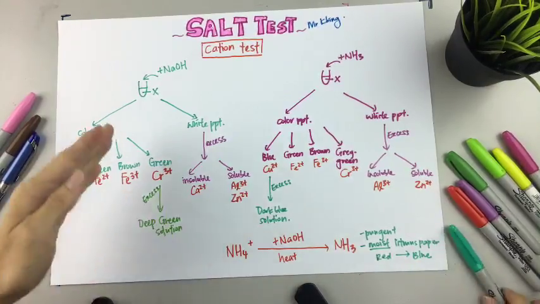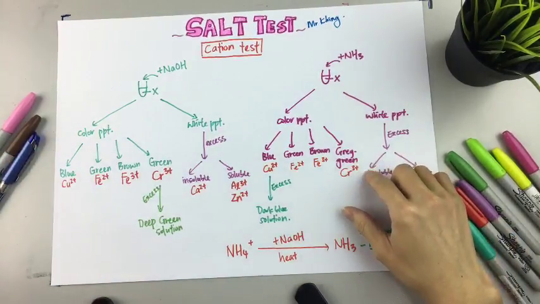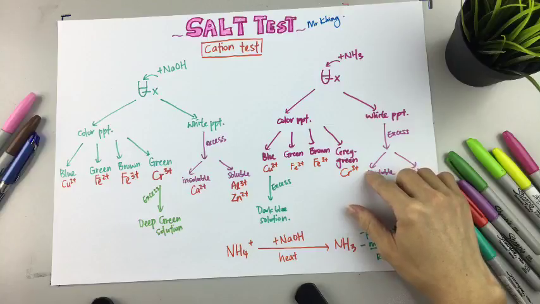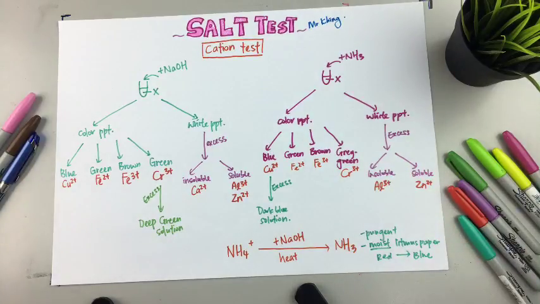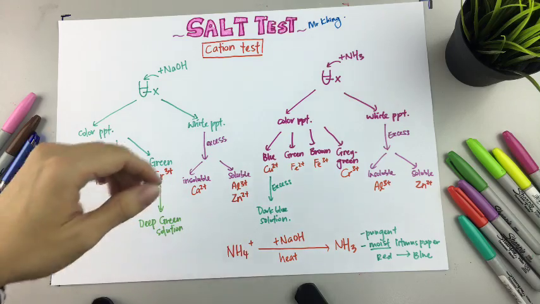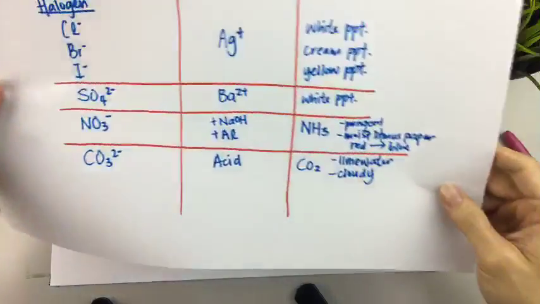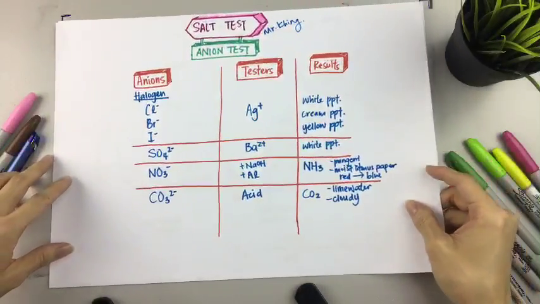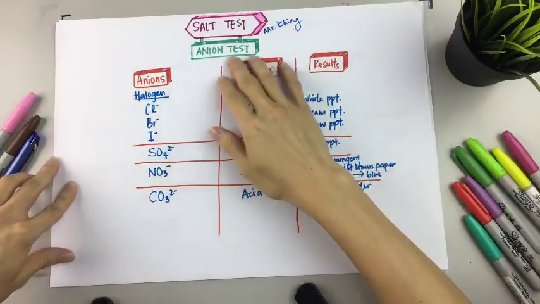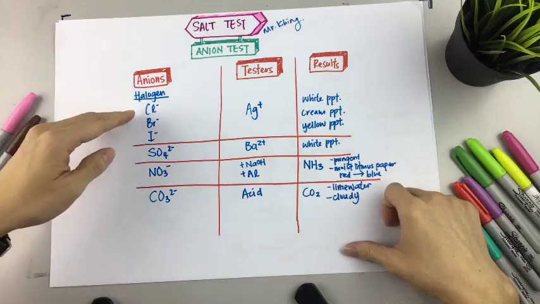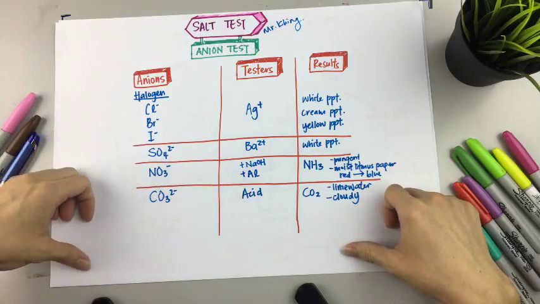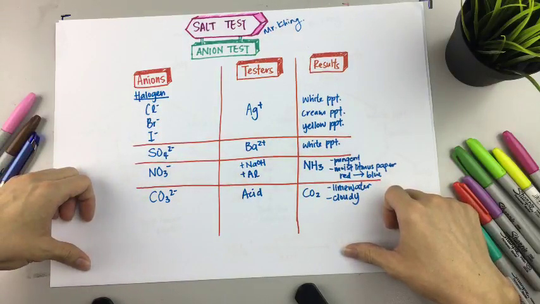Okay, so far so good with the cation test. So basically this is how the cation test looks like. Right, next moving on to the anion test. Anion stands for negative ions. So these are the tests for all the negative ions.